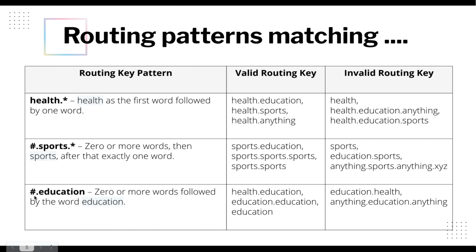Anything.sports.anything.xyz is invalid. The last example we will look into is hash.education. This means 0 or more words followed by the word education. Valid routing keys are health.education, education.education and education, because we are having hash.education. The invalid routing keys are education.health, anything.education.anything.